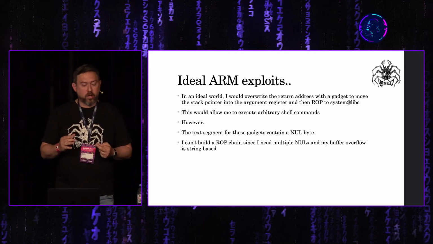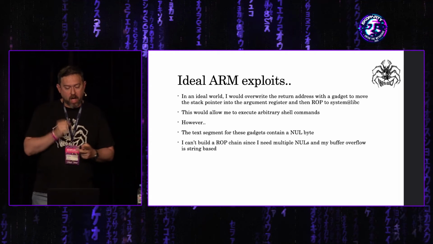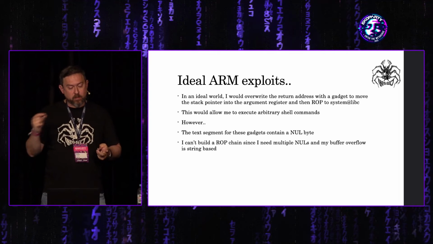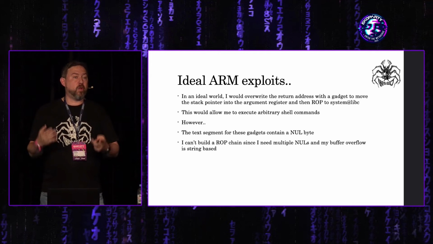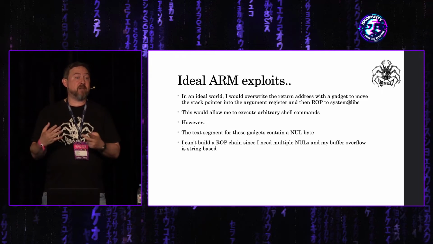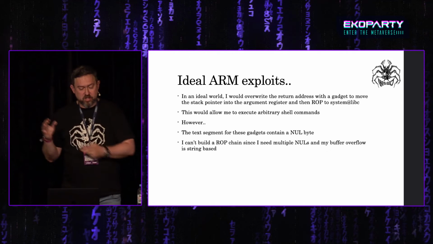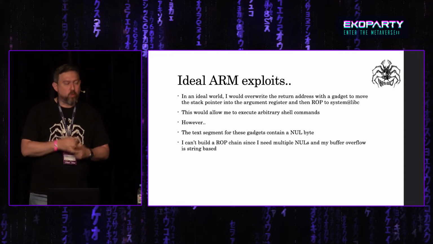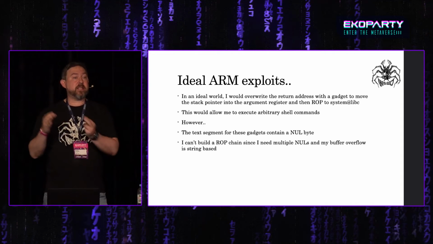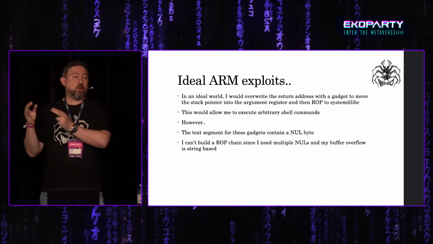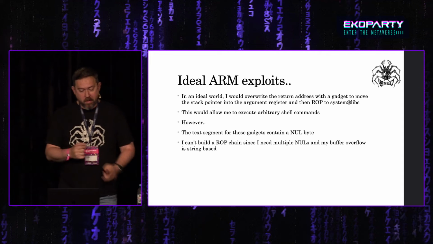Now, in an ideal world, for ARM, I would just overwrite the return address on the stack with the gadget to move the stack pointer into the argument register and then ROP into the system library call that is almost certainly available on this particular binary. Most of these network services have system available to them because they use them for IPC mechanisms, in a pseudo sort of way. And that would allow you to execute arbitrary shell commands. Normally you would start a telnet service running on a high port with /bin/sh as the login, and then you just telnet into it and you've got a root shell.